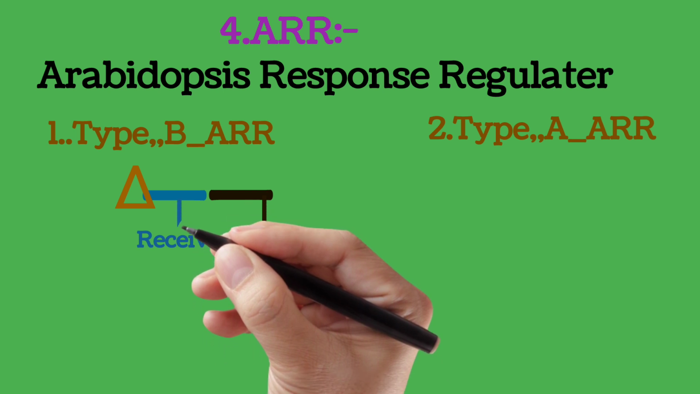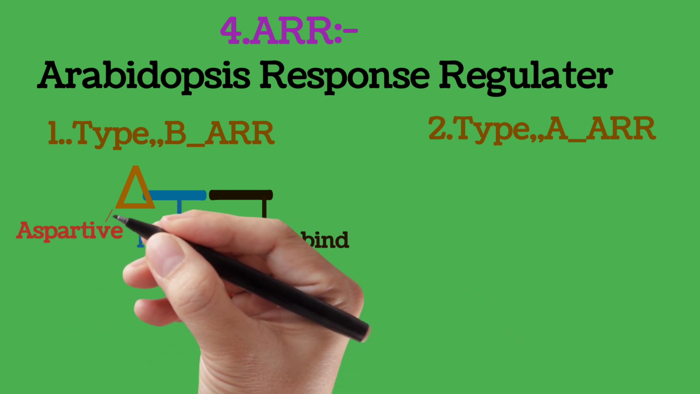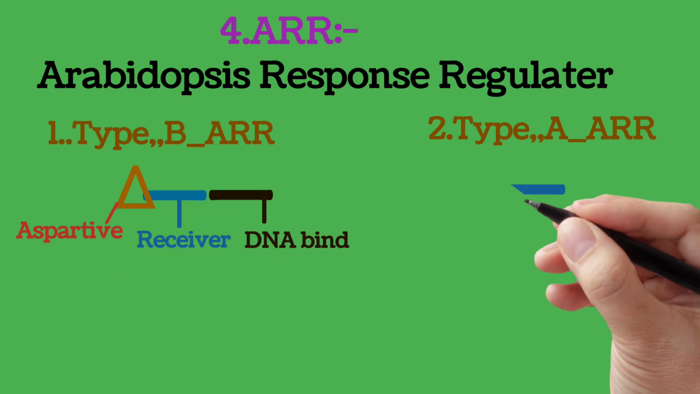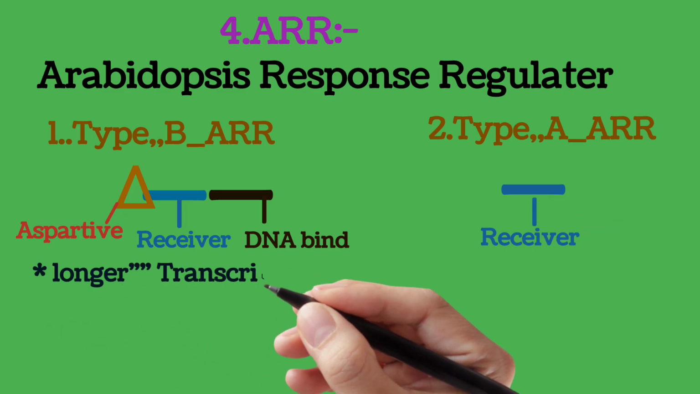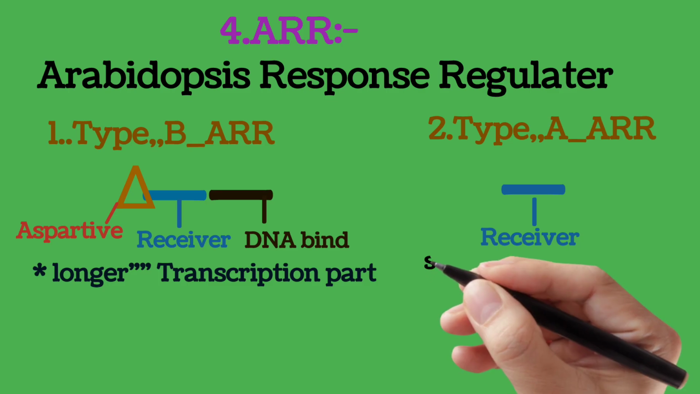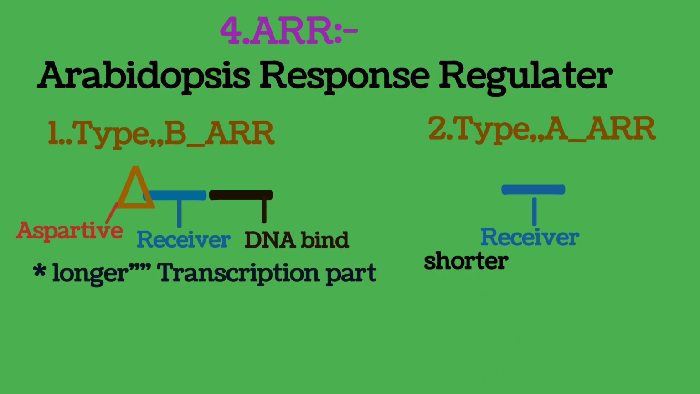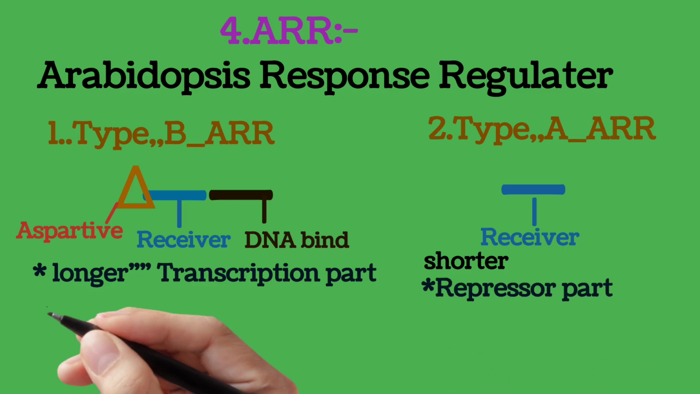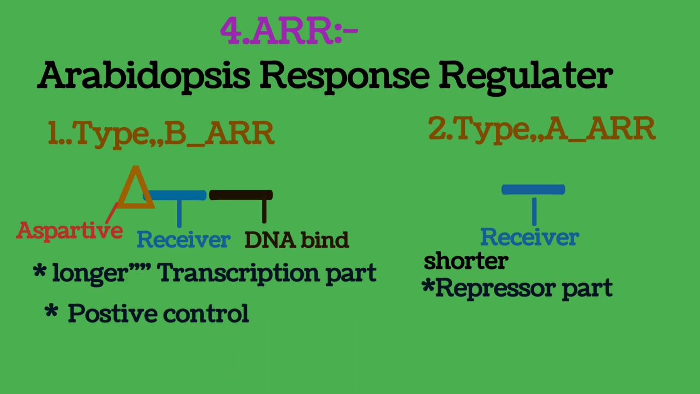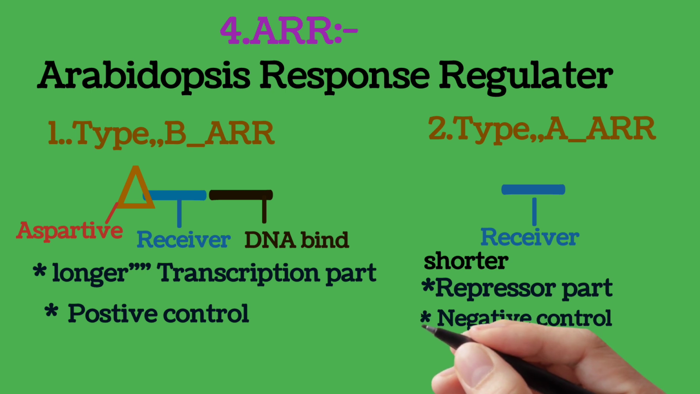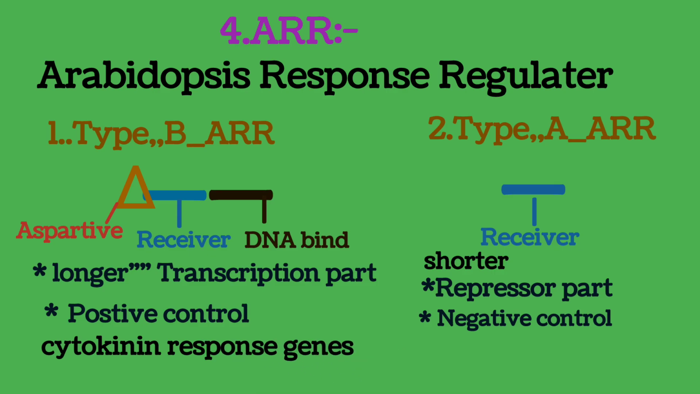The receiver domain has a well-defined aspartate residue, while type A protein has only the receiver domain and lacks the DNA binding region. Type B protein is longer and acts as a transcription factor, while type A is short and acts as a repressor unit in the whole pathway. So we can write that type B has positive control on the signal, while type A has negative control on the signal, which indicates type B helps activation of cytokinin responsive genes. Type A dampens the cytokinin response and halts the process.